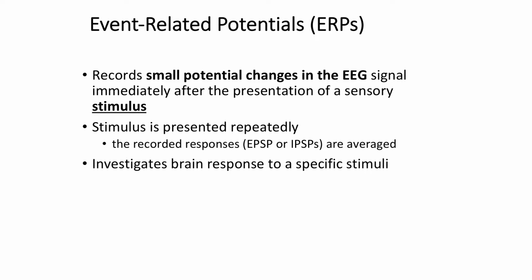One way to detect the ERP is by repeatedly producing the stimulus, or showing the stimulus, and then averaging the recorded responses of the brain. Averaging will cancel out irregular and unrelated electrical activity, and it will then leave only the graded potentials that are generated by the stimulus.